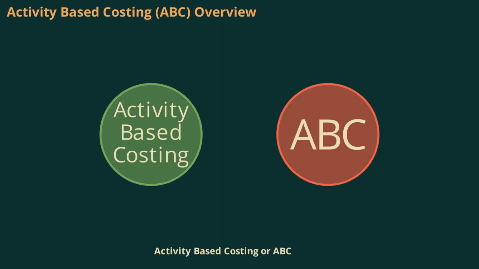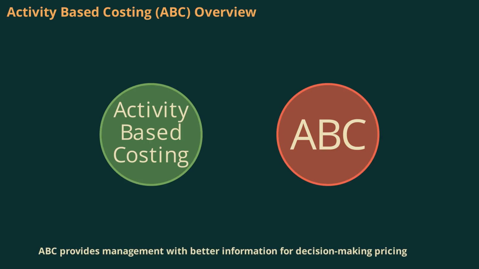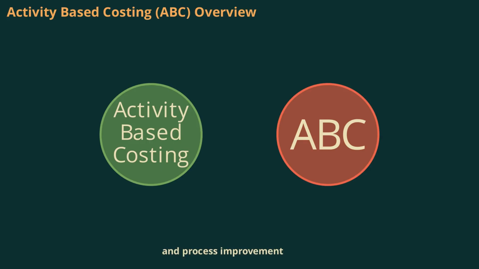Activity-based costing, or ABC, is a powerful methodology for assigning costs to products, services, or customers based on the activities that drive those costs. Unlike traditional costing, which often uses broad averages, ABC traces costs more accurately by focusing on resource consumption. This approach is especially useful in environments where overheads are significant and not directly tied to production volume. ABC provides management with better information.